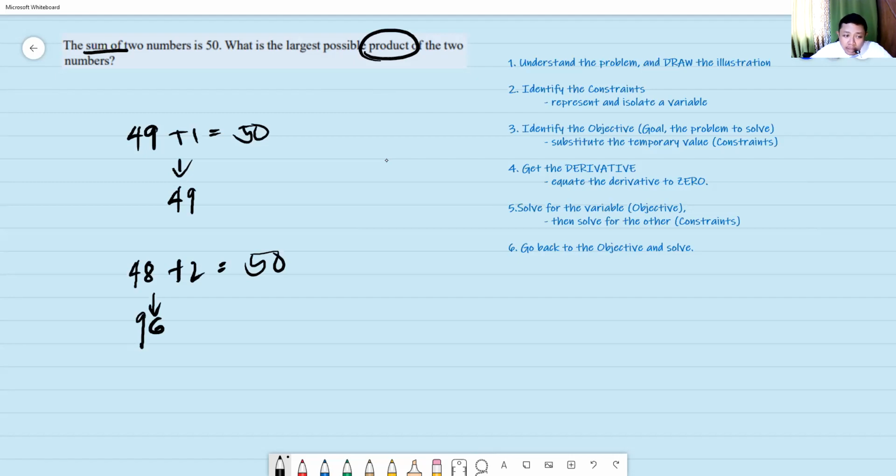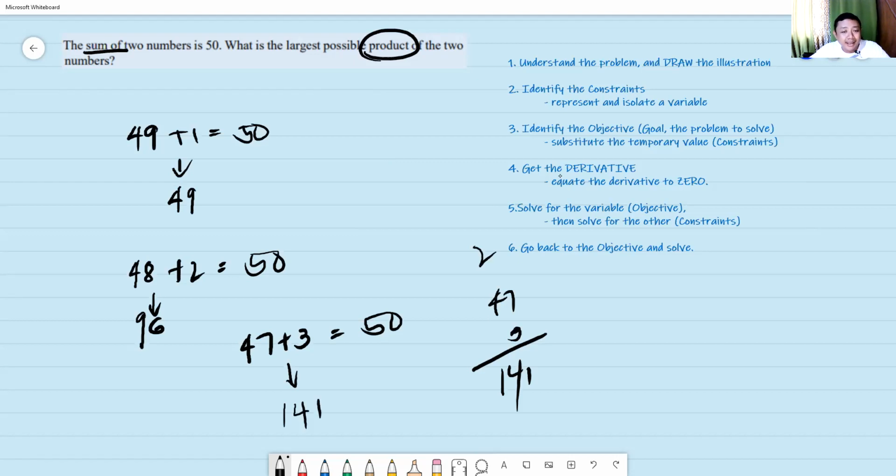Can you follow? All the more kapag nag-47 plus 3 ka, which is equal to 50. Pag minultiply mo to, 47 times 3. Oy, 141. Ayun. So, medyo lumalaki.